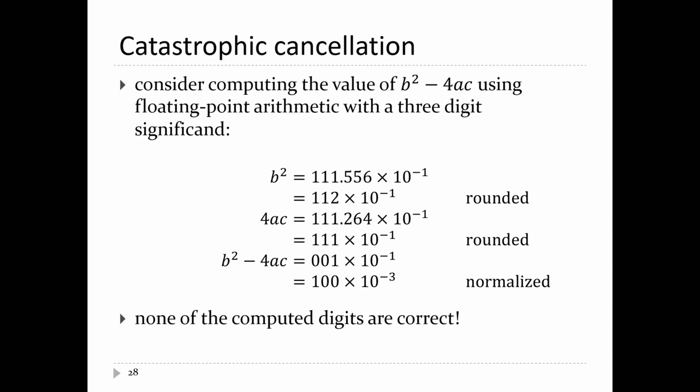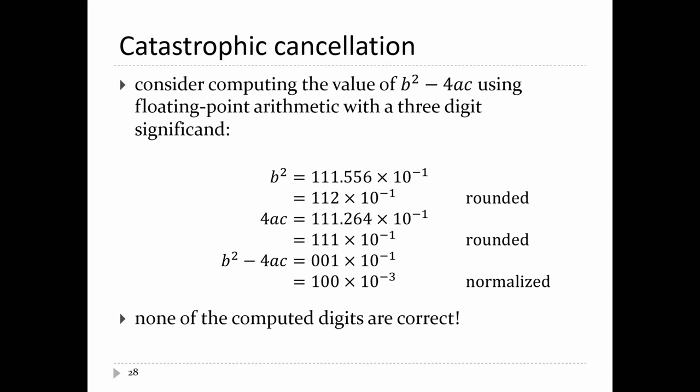Okay, so let's compute b squared minus 4ac now using our floating point representation. I'm even going to cheat in this case. When I compute b squared, I'm going to use all six digits of the number, and then round it back to three digits, so 112. I'm not going to throw away the digits; if I throw away the digits, the result's even worse. So I round it instead and get 112 times 10 to the minus one. Why do I have to do this? Because I only have three digits to work with, so I can't keep that 556.